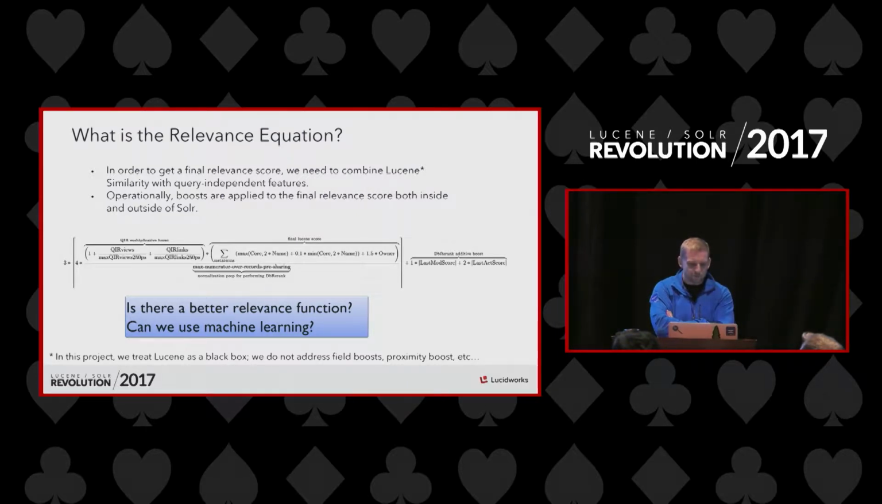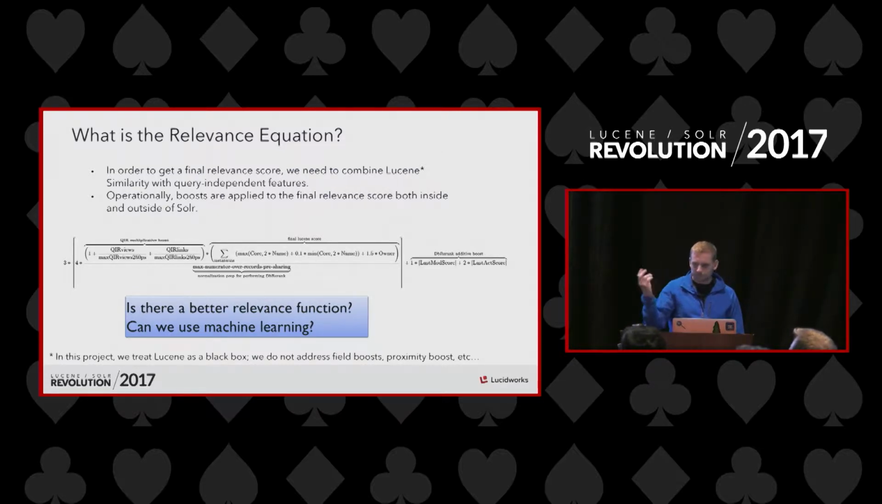So in this talk, we're specifically talking about where we combine the Lucene similarity with some query-independent features that we store maybe in a database. So things like page views or recency of the document, popularity, stuff like that. There was a talk earlier that talked about tuning the Lucene similarity. We're not going to get into that here. We do work on that on some different projects.